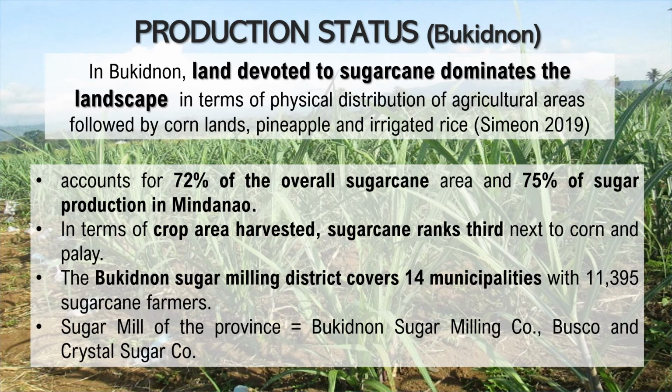The province also has two milling companies. We have the Bukidnon Sugar Milling Company, popularly known as BUSCO, and Crystal Sugar Company. This Bukidnon Sugar Milling District covers 14 municipalities with 11,395 sugarcane farmers.